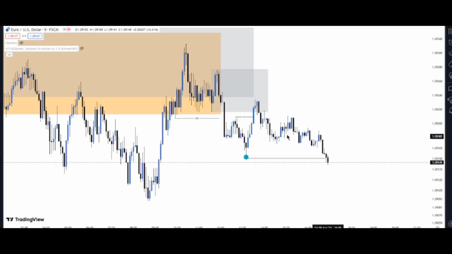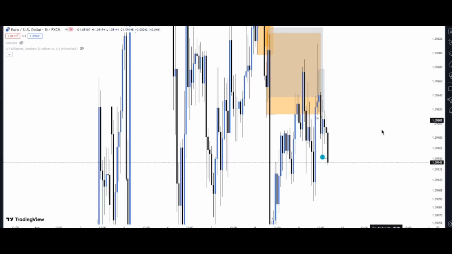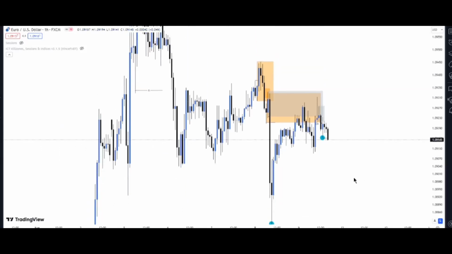And where is going to be your target? Your target will be this 1H here. Look at it. Your target will be this 1H here. First of all, your target will be here.